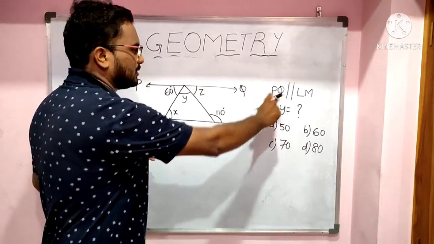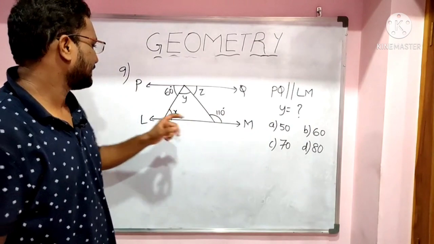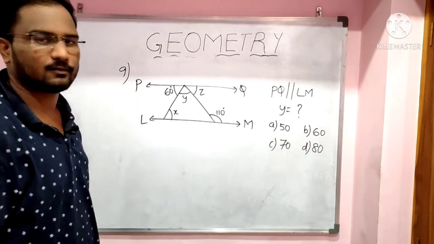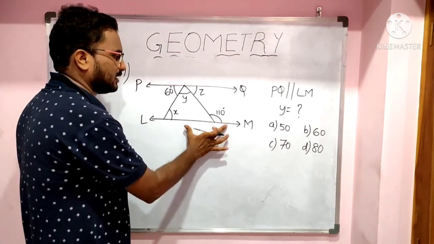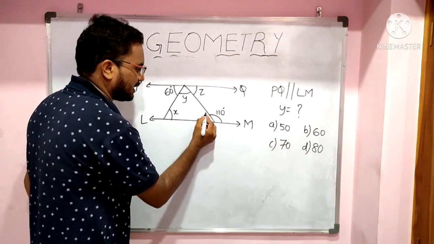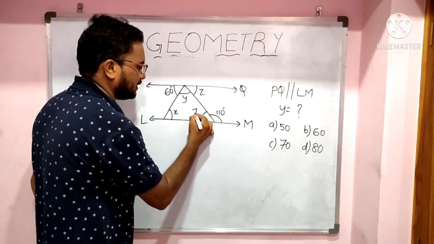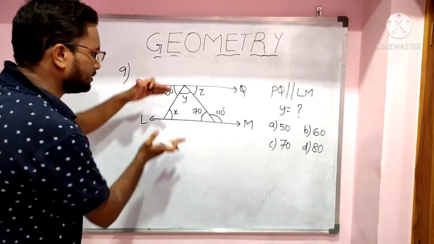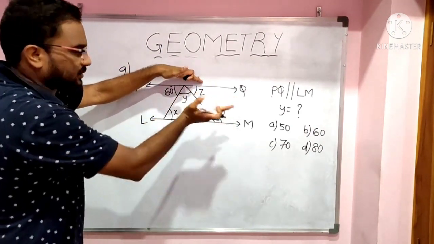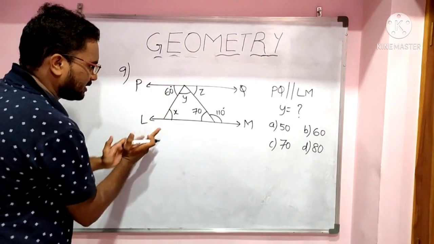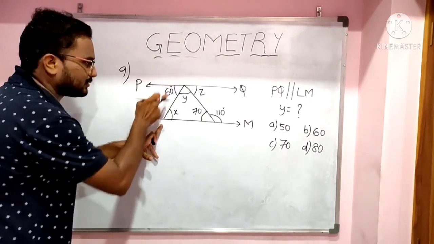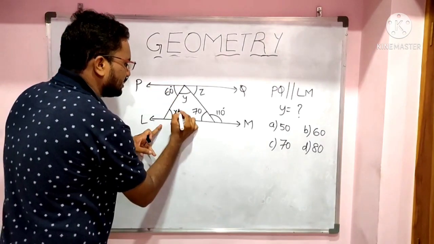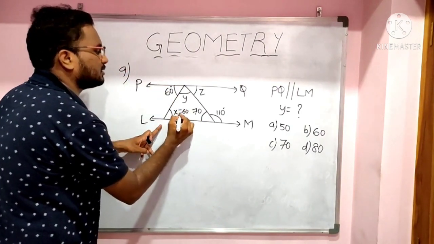Next problem. PQ is parallel to LM. We need to find Y. This is a straight line and this angle is 110, so this angle should be equal to 70. These two lines are parallel and this will be the transversal. So if this is 60, this will be 60. X is equal to 60 degrees.